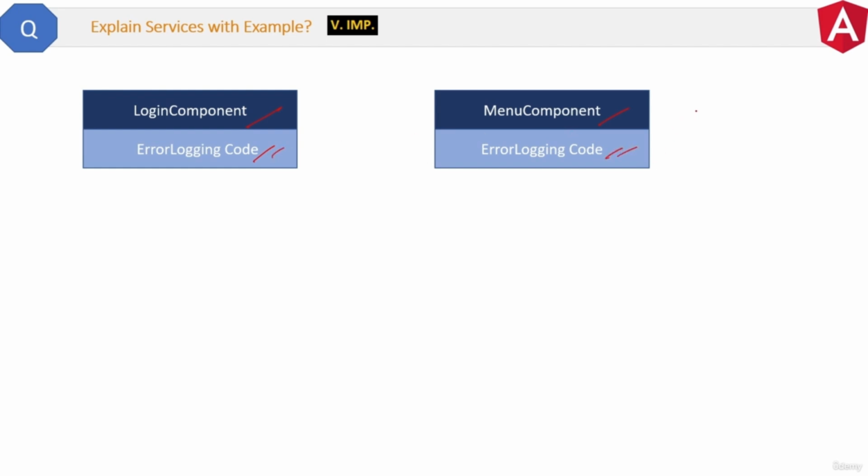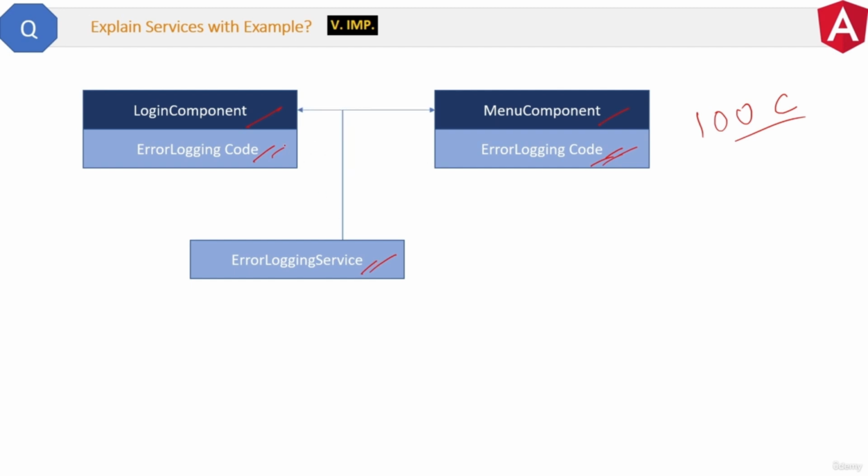So you see, the same error logging code will be at two places. And if we have 100 components in our application, then we have to place that code in 100 places. So in order to avoid that repeated code, we will create a single service, like an error logging service, and then we will put that common code inside this file only. And then we will inject this service in both of these components.